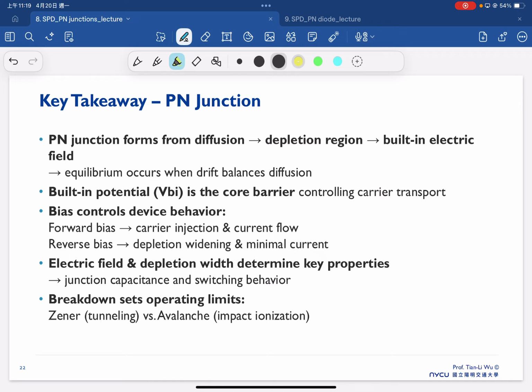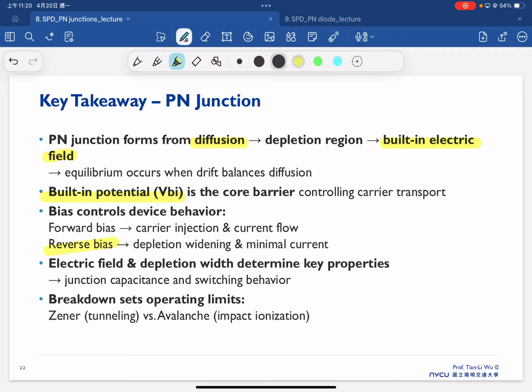For the p-n junction, we first have the diffusion, and then in the end we have the built-in electric field, and this electric field causes equilibrium, balancing the diffusion mechanism. And we also have a very important concept, the built-in potential. Also in this chapter we only talk about reverse bias.